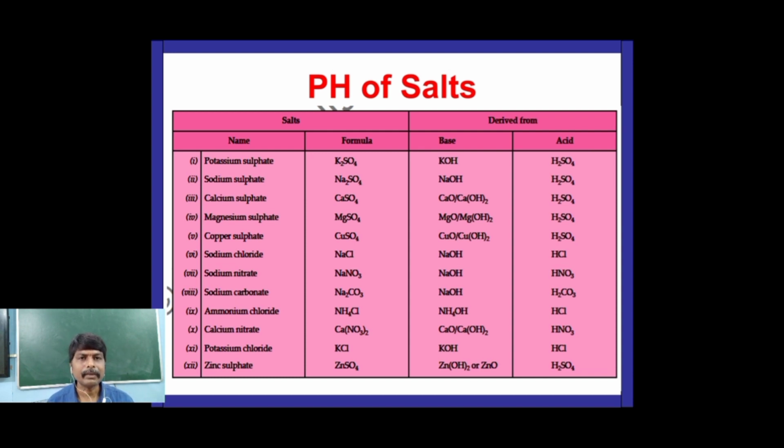ZnSO4. Zinc sulfate, formula ZnSO4. Base is zinc hydroxide, Zn(OH)2, and acid is, because it is sulfate, sulfuric acid. Like that, you take any salt, you have to learn what is the acid and base responsible for that salt.